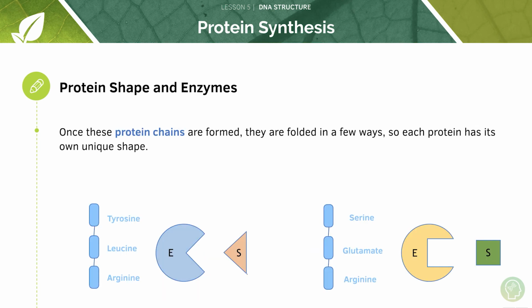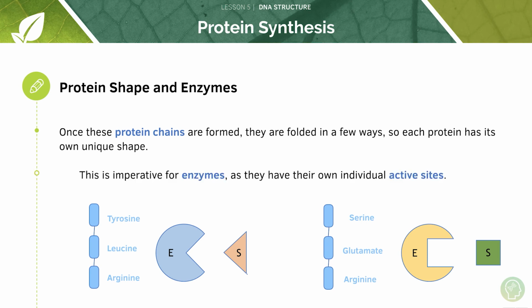Now, once these protein chains are formed, they are folded in unique ways so that each protein has its own unique shape. And this is imperative for enzymes, for example, because, as we know, they have a unique individual active site. And these active sites have to be complementary to their substrates. So actually, the exact amino acid sequence in the protein determines this active site structure and therefore allows for binding to the substrate. So you can see why DNA is important.